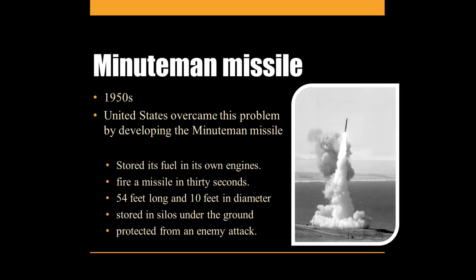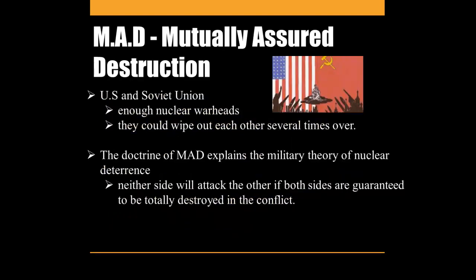The missile was 54 feet long and 10 feet in diameter, and was stored in silos under the ground to protect the country from an enemy attack. One of the biggest nuclear bombs tested by the Soviet Union yielded 50 megatons on October 30th, 1961, on Novaya Zemlya Island.